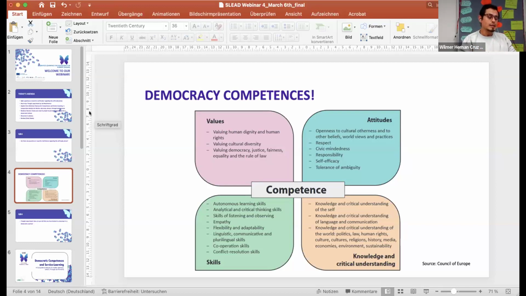The question is, do you think that this model runs the same risk, or is it enough to put terms or concepts such as cultural diversity in the values section or analytical and critical thinking in the skills section to say that these criticisms do not apply to this model?